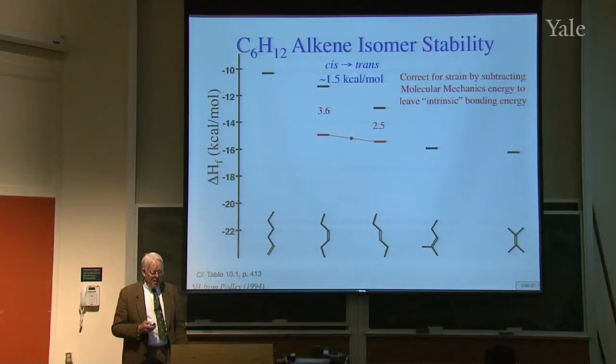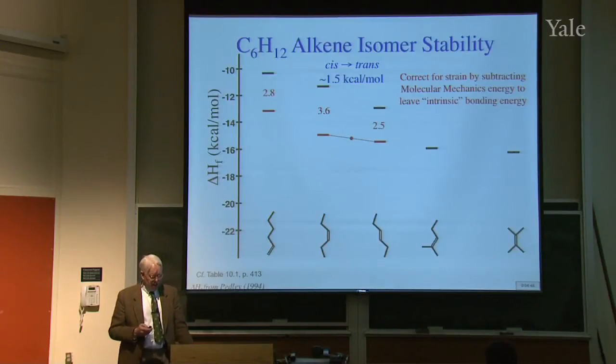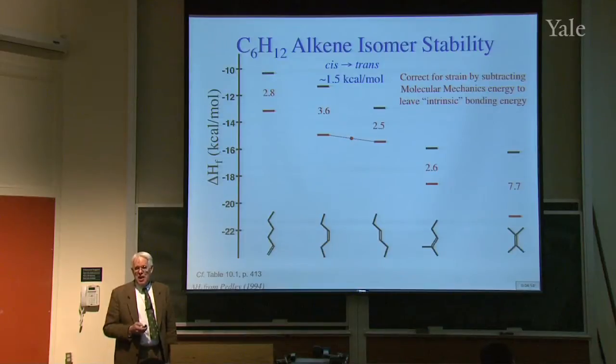And now if we make strain corrections for the other molecules as well, calculate the strain by molecular mechanics, there's 2.8 kilocalories of strain calculated there, 2.6 and 7.7 in the one that has 4 carbons on the double bond. And now you notice something interesting about the trend. Once you've corrected for strain, what do you notice?